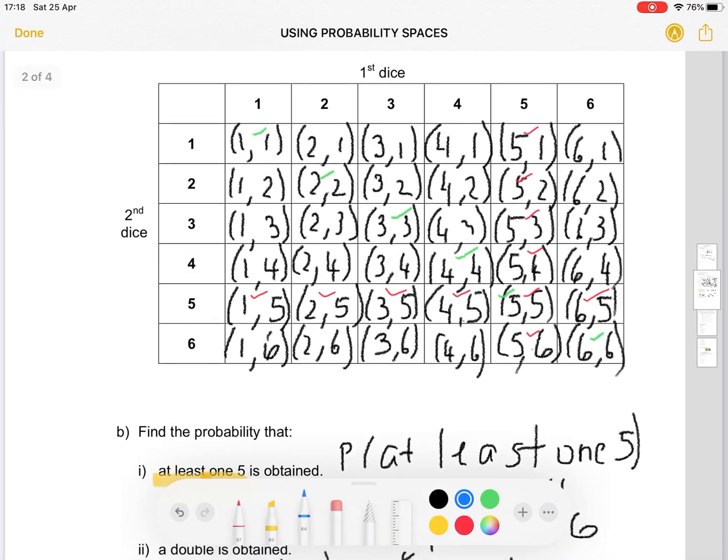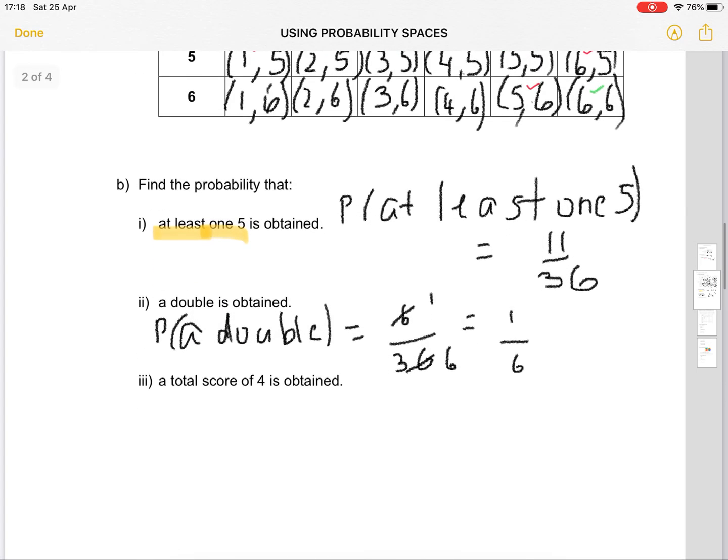Let's mark them first and then count them. So, a total score of 4, we have 1 and 3, because 1 plus 3 make 4. We have 2 and 2, because 2 and 2 make 4. We have 3 and 1. Those are the only 3 outcomes that when you add the two scores, they add up to 4. We have 3 out of a total of 36.